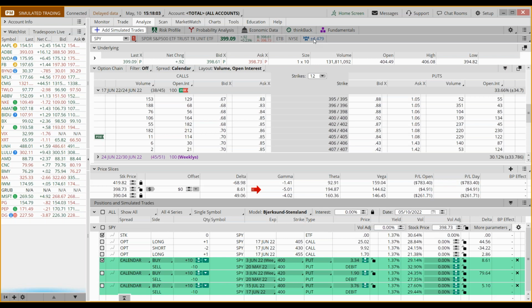Question came in, said, I understand we can make more money in futures with less. Is that true? Well, yeah, right? Because futures are leveraged.